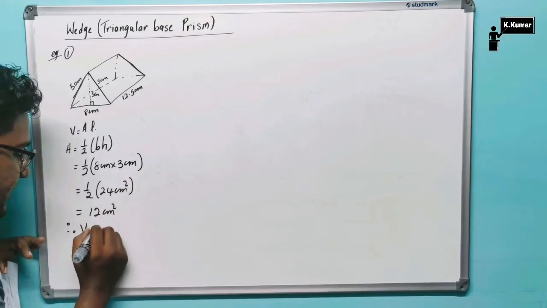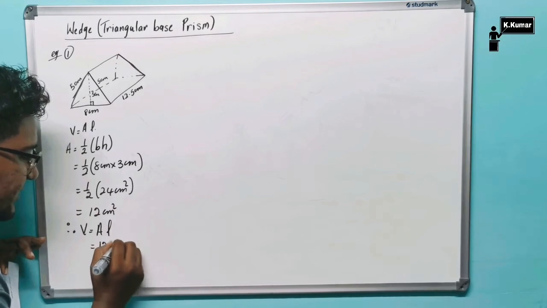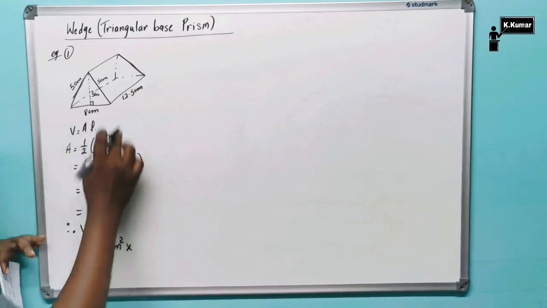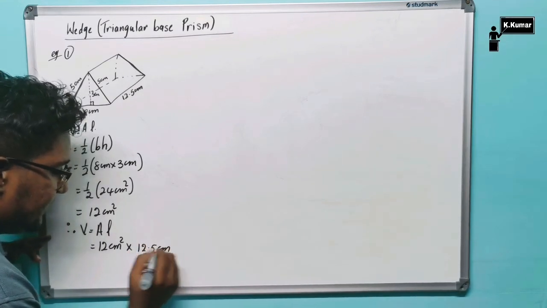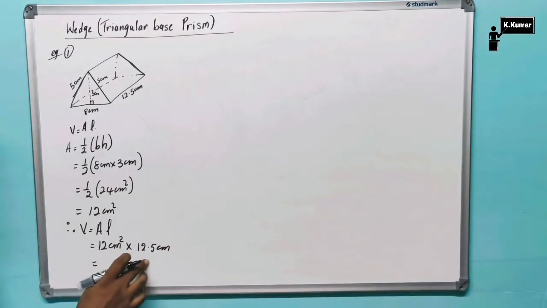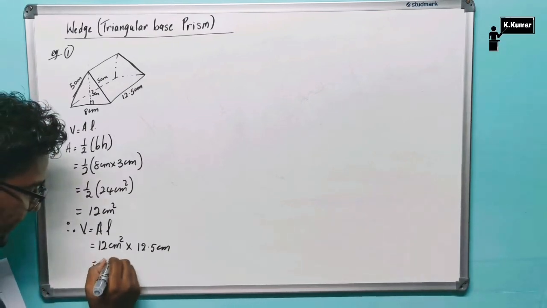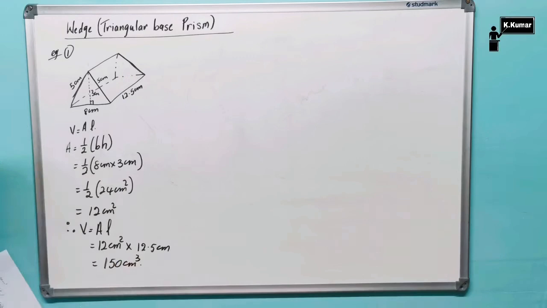Therefore, our volume is equal to AL. That would be 12 cm squared multiplied by L, which is the length, and the length is 12.5 cm. 12 times 12.5 cm is going to give me 150 cm cubed. So the volume for this wedge is 150 cm cubed.